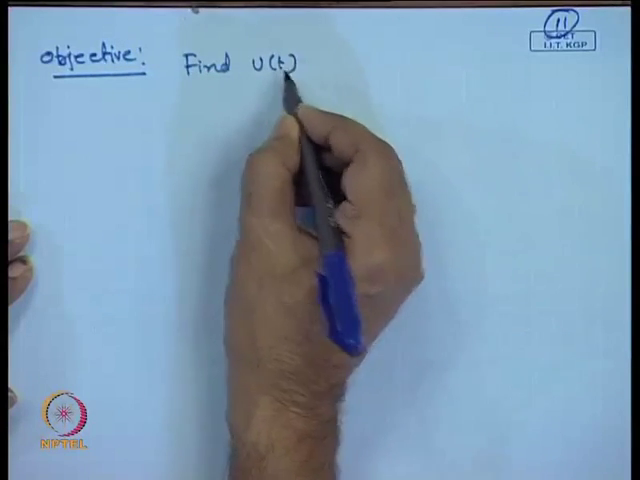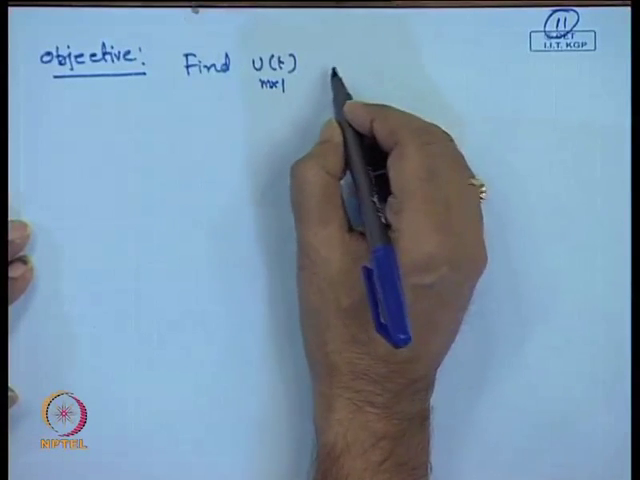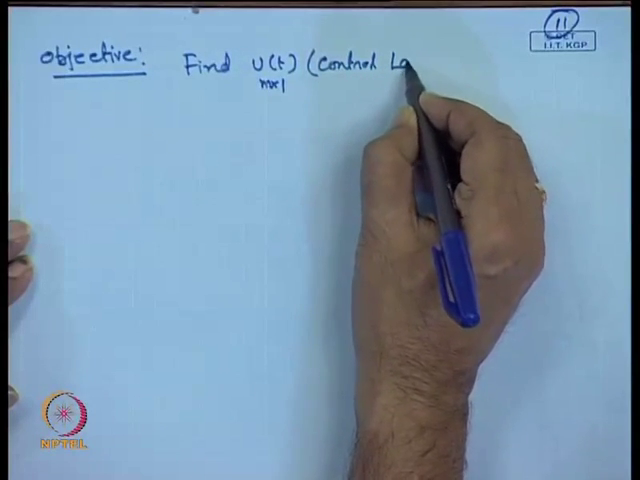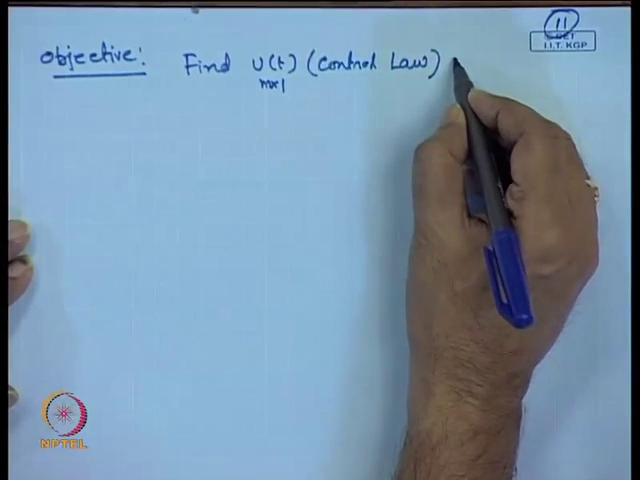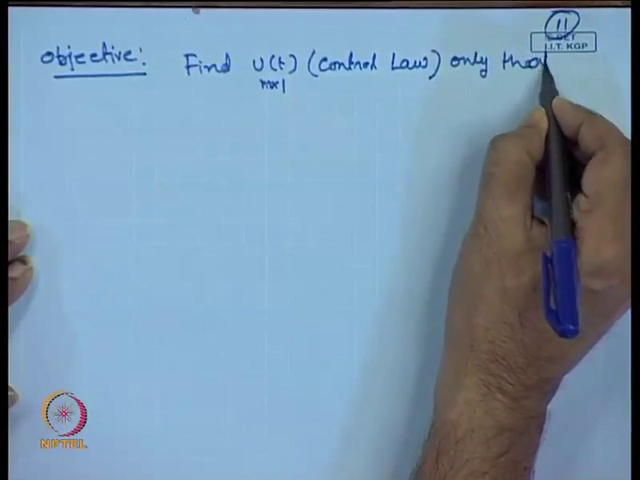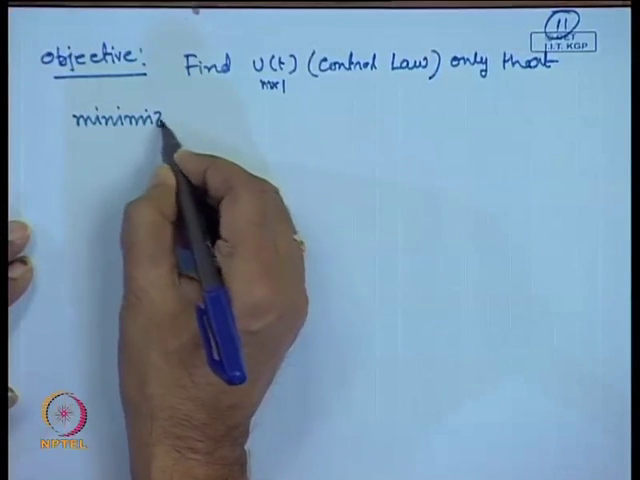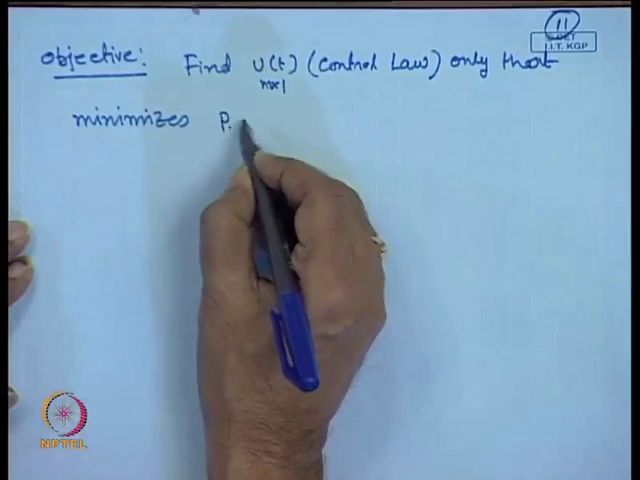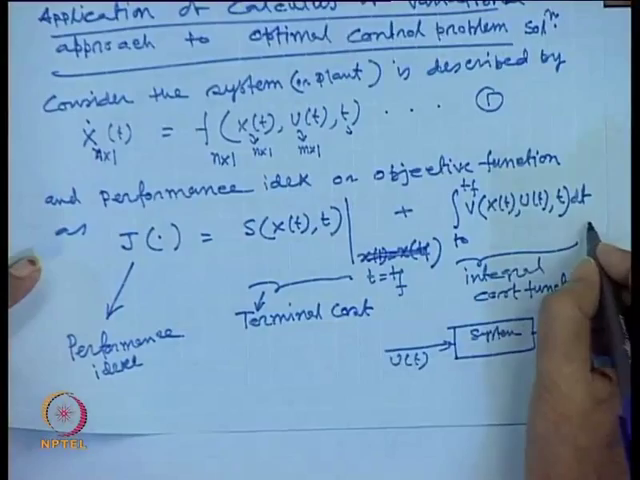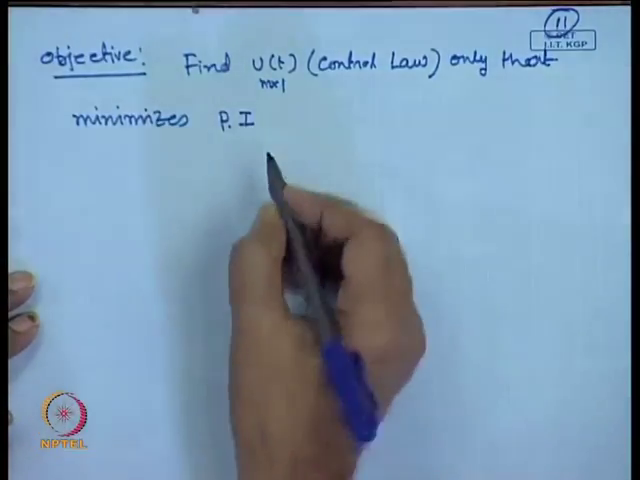Find u(t), whose dimension is m cross 1, where the number of inputs is m; that means the control law. Only that minimizes the performance index, PI means performance index. Let us call this equation number 2. Agree?